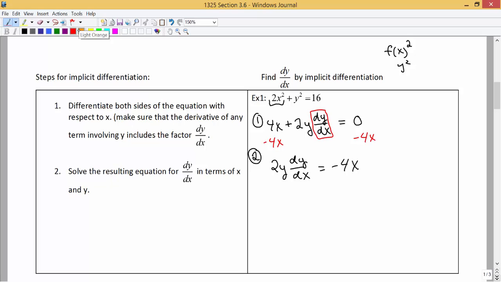All right, and then the next thing we're going to do is get rid of anything that's not dy dx. So within this term, we see we have 2 times y times dy dx. So those three factors are separated by multiplication. So we're going to get rid of the 2 and the y by dividing both sides by 2y. So the 2's cancel, the y's cancel, and we're left with dy dx, so the derivative of the function with respect to x, which is what we were looking for all along, would be minus 4x divided by 2y.